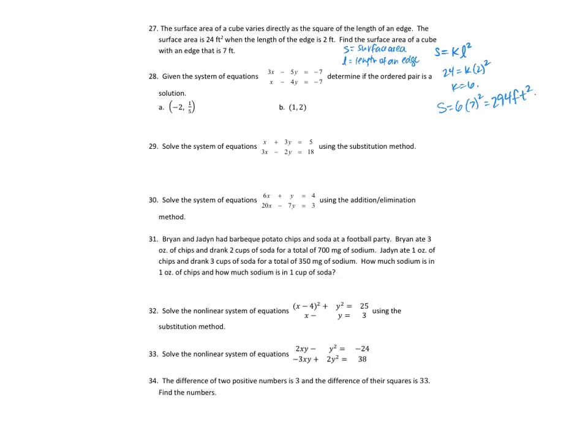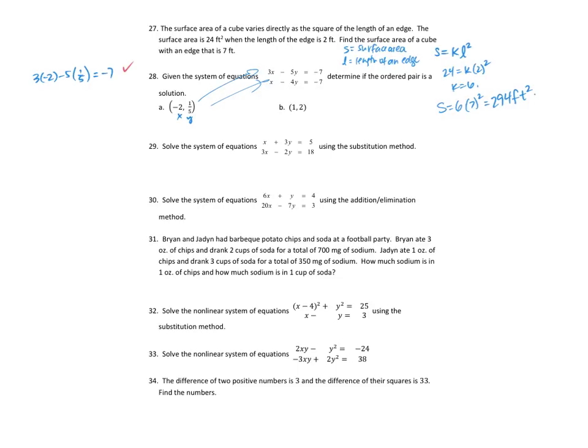Okay, then I have a system of equations. I want to determine if an ordered pair is a solution. So this is an x and this is a y. What I'm going to do is plug that x and y into both equations and see if it gives me a true statement. So I have 3 times negative 2 minus 5 times 1/5. Let's see what that equals. That gives me negative 7. So that one is true.